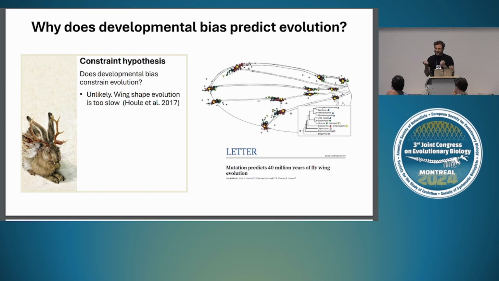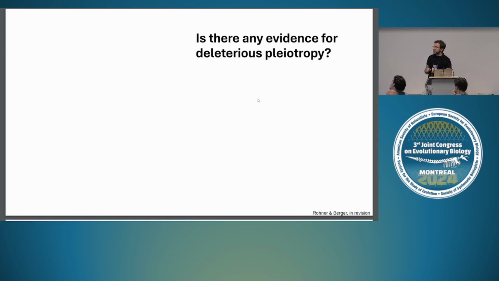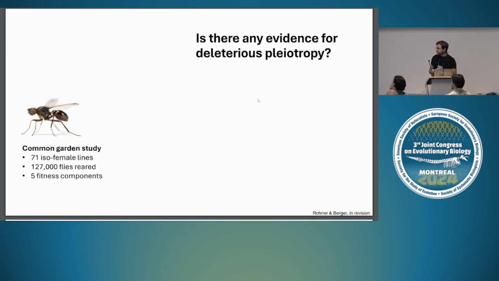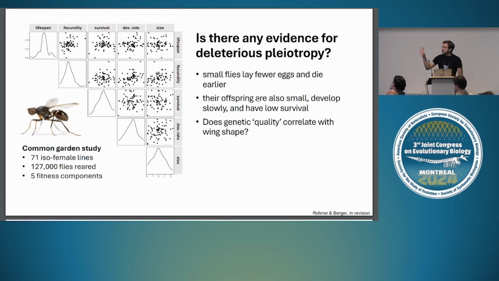Now, measuring deleterious pleiotropy is really hard, but we tried to do this by leveraging a common garden study that David did, which included 71 isofemale lines, and David painstakingly measured 5 different fitness components that are, by the way, not related to flight. And we get these breeding values. What we saw was that small flies generally lay fewer eggs and they die earlier. It doesn't stop there, because their offspring are also small, they develop slowly, and they also have low survival.